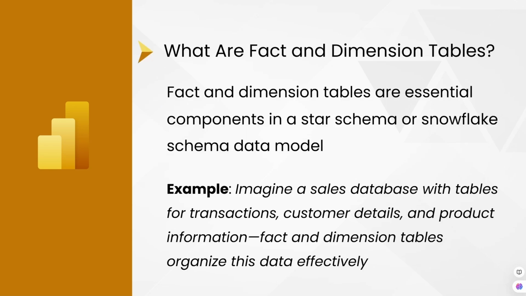Let's begin by understanding what fact and dimension tables are. These tables are critical components in data modeling, particularly when using structures like the star schema or snowflake schema. They enable us to structure our data for efficient querying and analysis. Consider a sales database where you have tables for sales transactions, customer information, and product details. Fact and dimension tables help organize this data, allowing us to track and analyze key metrics such as sales figures, while also connecting this data to the relevant details like customer demographics or product attributes.